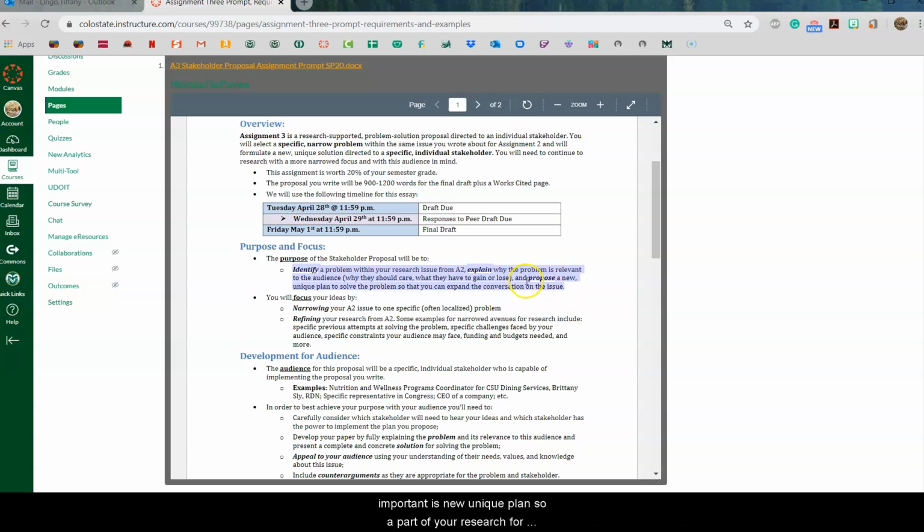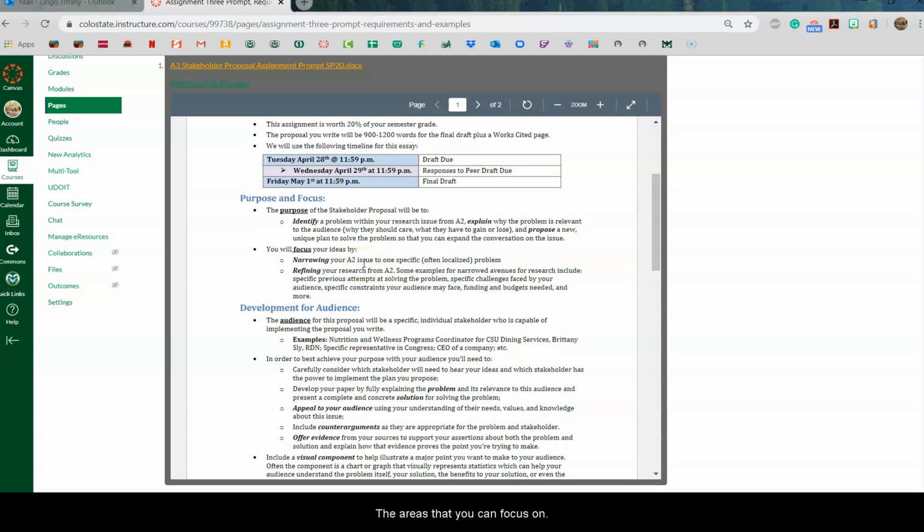This is important, this new, unique plan. So a part of your research for this project should be around what has already been done to solve this problem, as well as what your stakeholder has tried and what your stakeholder supports, okay? So if you're struggling to identify a problem in A2 that you can solve, just talk to me and we can go over the areas that you can focus on, okay?